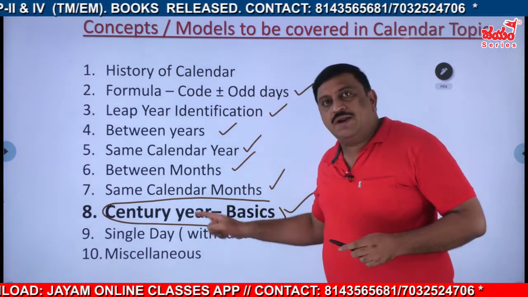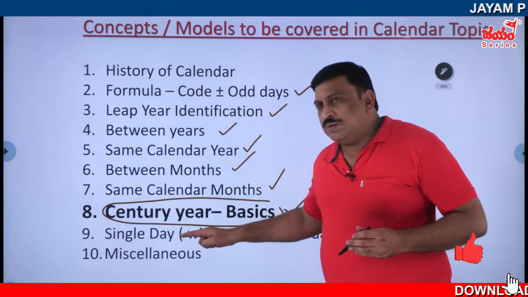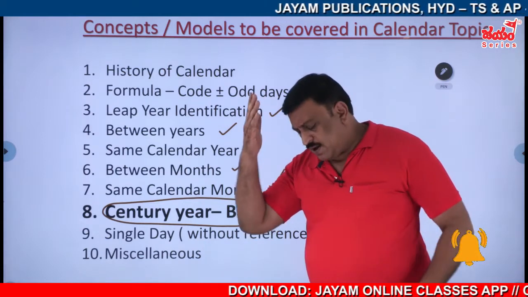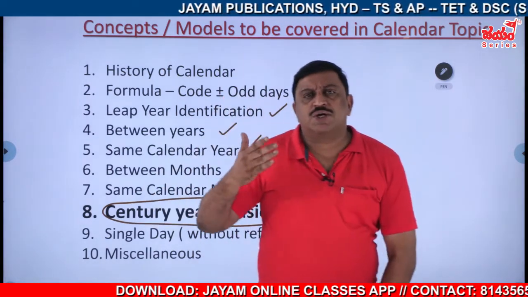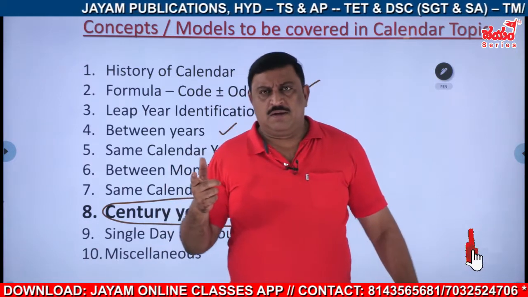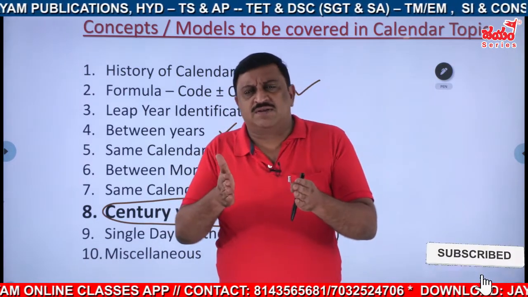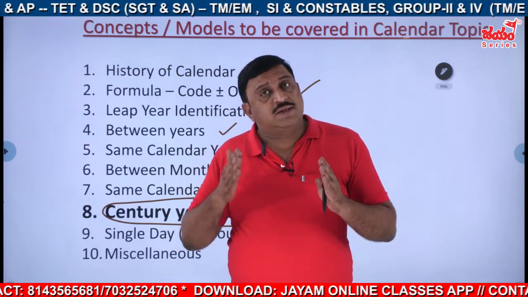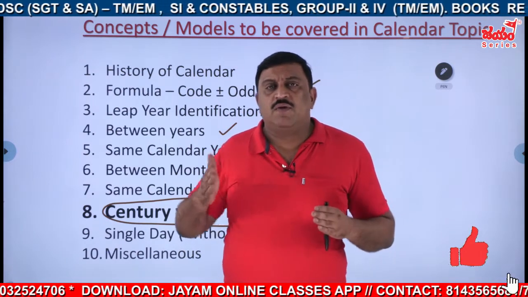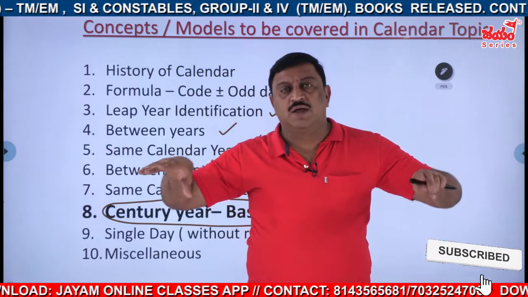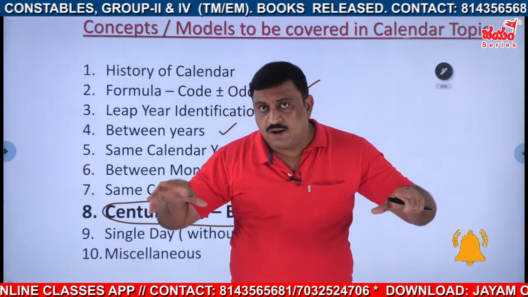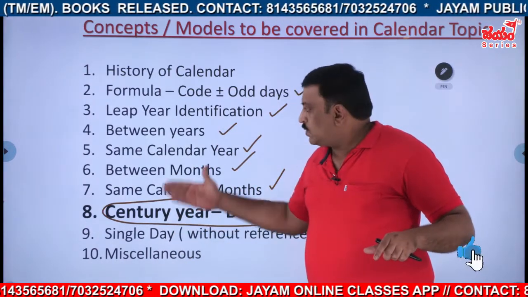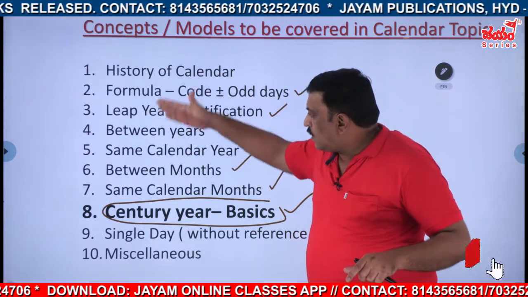Once you learn this, we come to finding a single day directly, that is, date determination of a given date. For example, August 15th, 1947, which day was it? Or 2021, February 13, falls on which day? For that, you have to learn the background of the calendar, that is, the century year. So we are going in detail, in a procedural way.